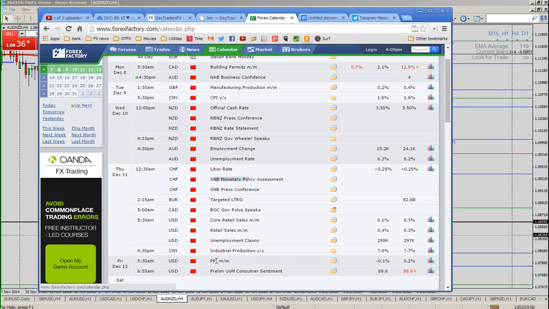Nothing too big, but enough to probably get the market moving fairly well. So we'll talk a little bit about that.